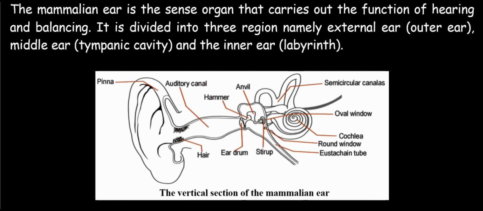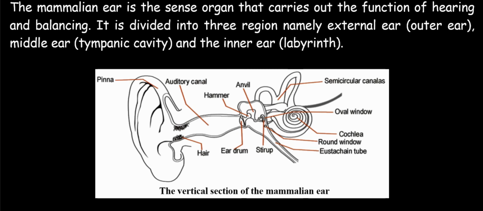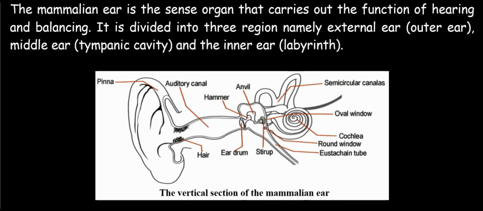The middle ear is also known as the tympanic cavity, and it consists of the ear ossicles and the eustachian tube. The ear ossicles are held in place by muscles, and they include the following: the malleus, also known as the hammer, the incus, also known as the anvil, and the stapes, also known as the stirrup. So what are the functions of these parts?